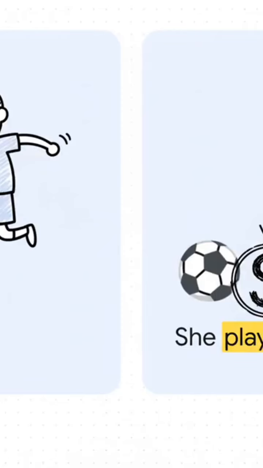Okay everyone, lean in for this one, because this is probably the most important rule of all. For he, she, or it, you've got to add an S to the verb. It's not she play football, no way. It's she plays football. Seriously, that tiny little S makes all the difference. It's the secret to sounding natural and getting this tense right every single time.